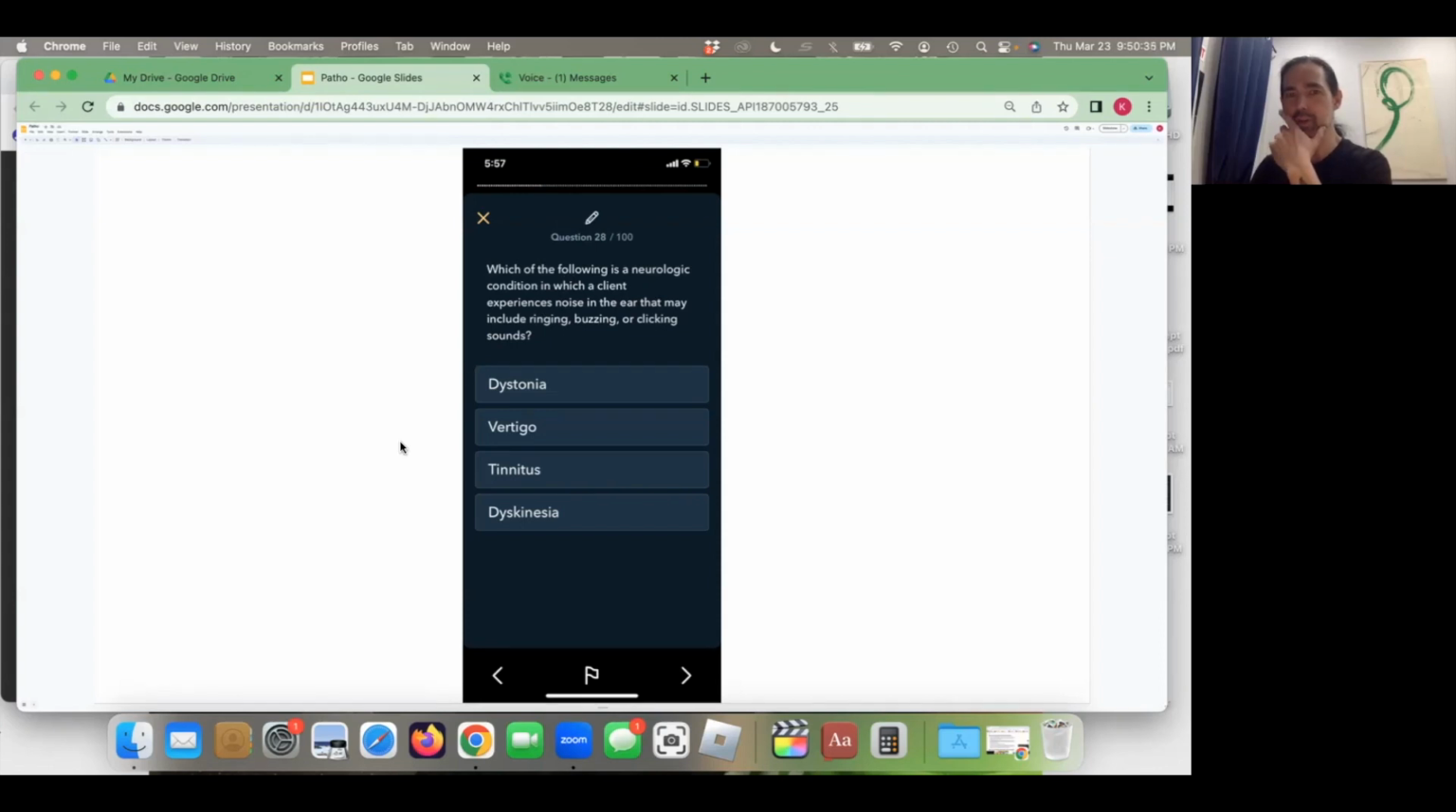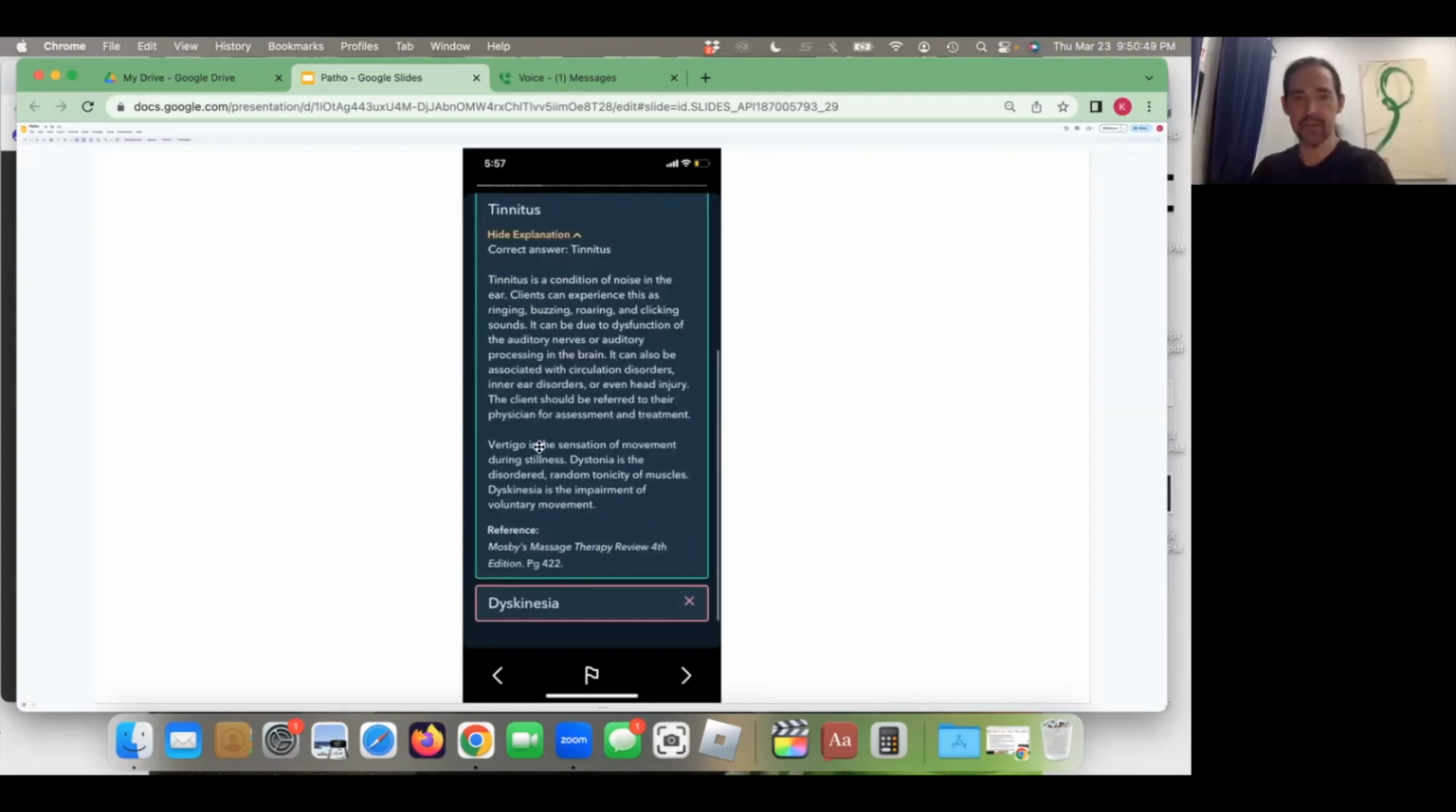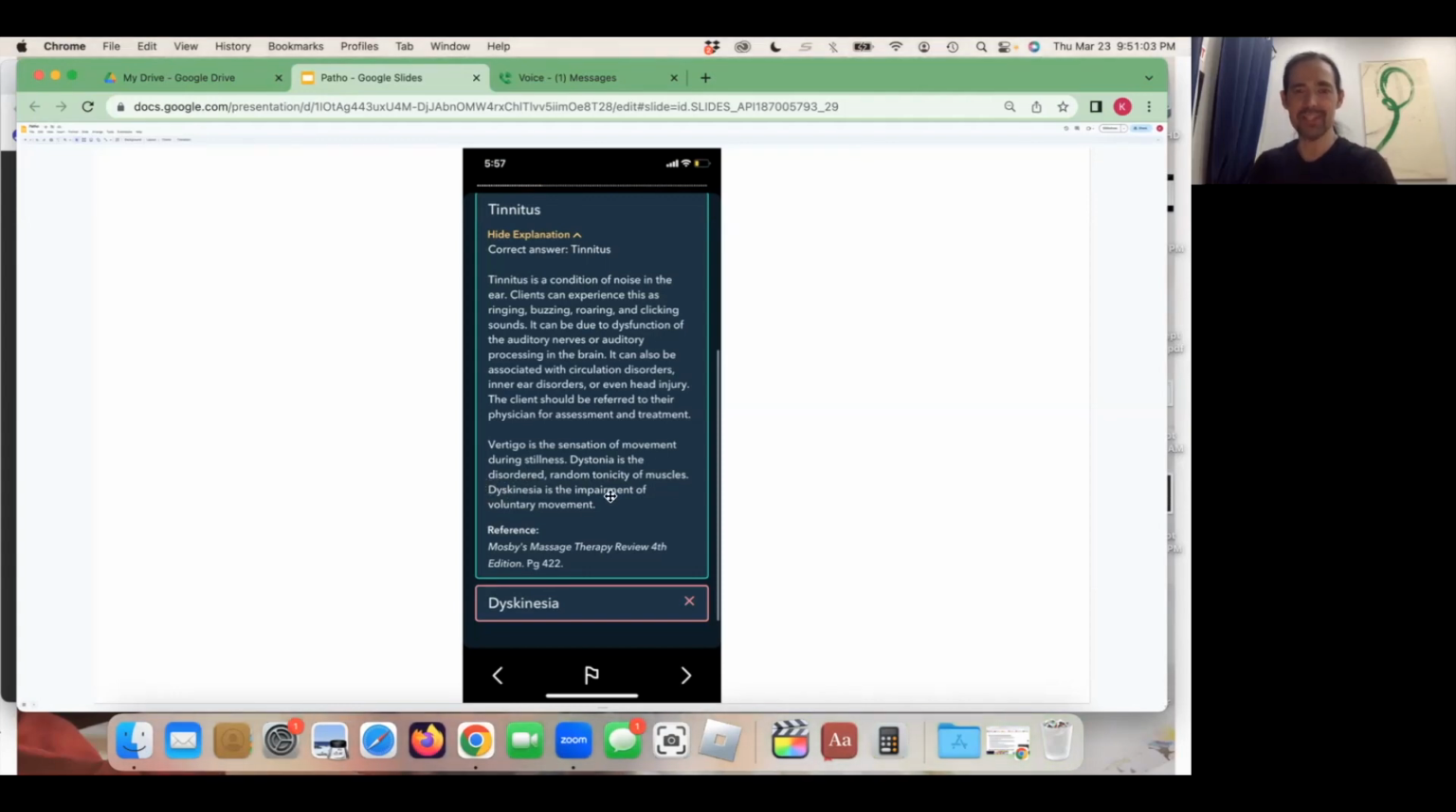Which of the following is a neurologic condition in which a client experiences noise in the ear that may include ringing, buzzing, or clicking? Dystonia, vertigo, tinnitus, or dyskinesia? Tinnitus. Yes, tinnitus. Vertigo is a sensation of movement while the person is being still. Dystonia is disordered random tonicity of muscles. Dyskinesia is the impairment of voluntary movement.